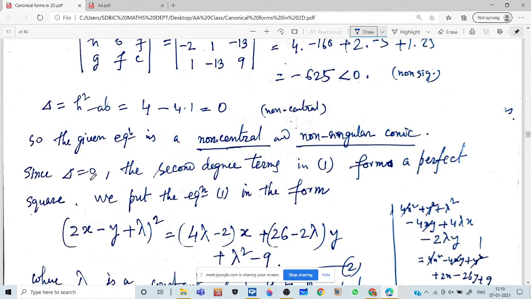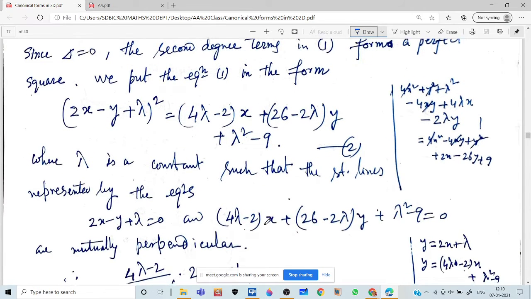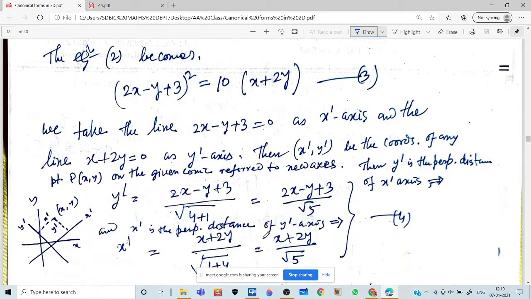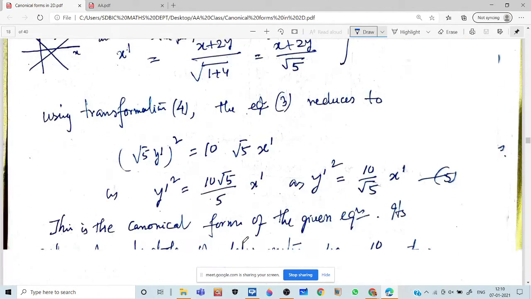Here h square minus ab equal to 0, and so the second degree terms in equation 1 form a perfect square. We put equation 1 in this form. Since it is equal to 0, this is the non-central conic. So we now try to put this in the parabolic form.